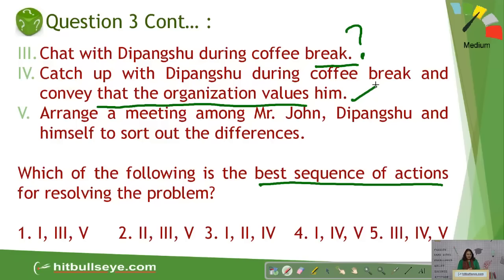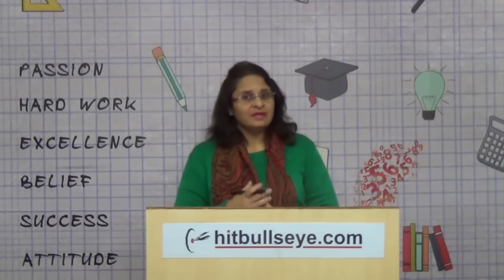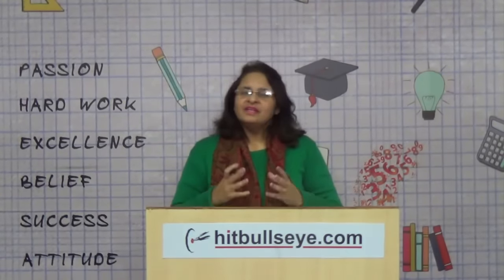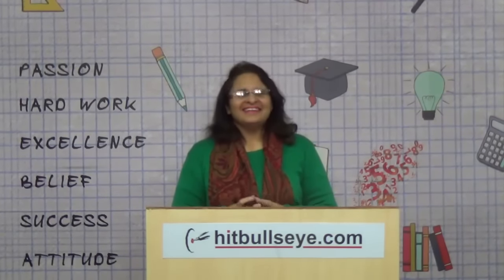The fifth one, arrange a meeting among Mr. John, Dipanshu and himself. Okay, very good. So our third very important issue here to resolve the conflict is met here. And when we look at it, the first, fourth and fifth, they form a very good sequence. That is number 4. So first he speaks to Mr. John, then with Dipanshu, and then arranges a meeting amongst the three of them to resolve this conflict. This is the correct decision.